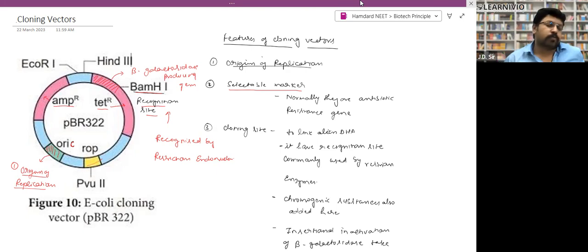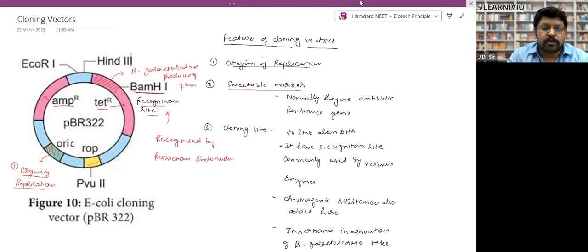If you want, please note it down. Plasmid, mitochondrial DNA (mtDNA), and chloroplast DNA (cpDNA).